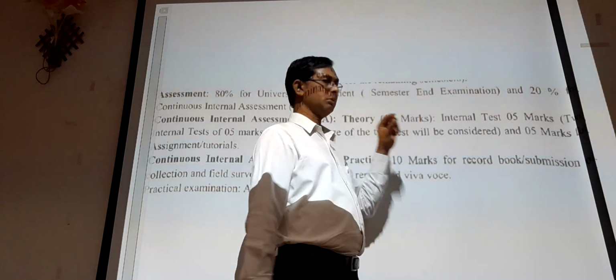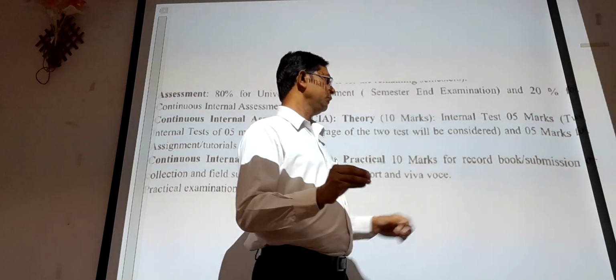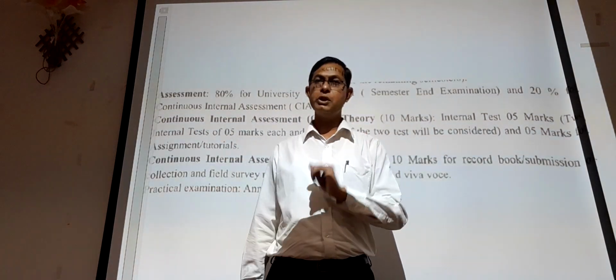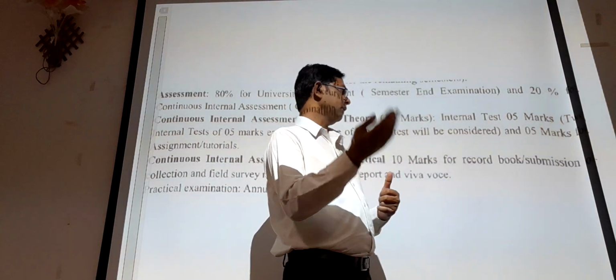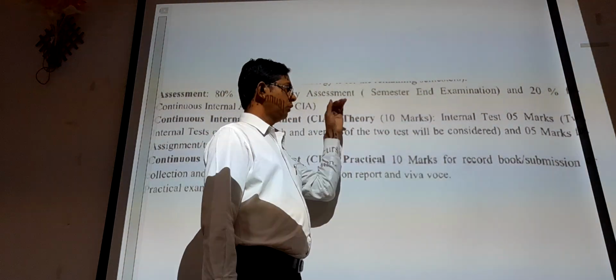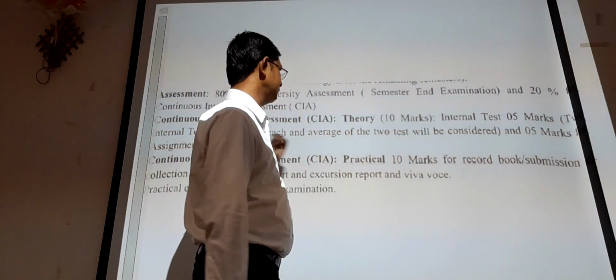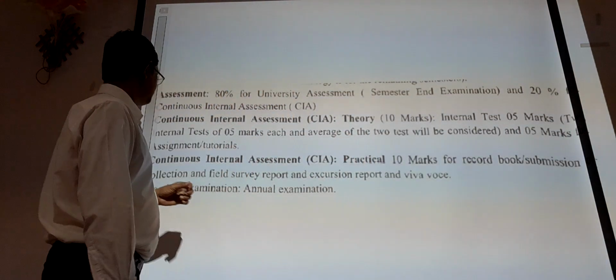Along with this, just as in the last semester you submitted assignments and tutorials, the same thing you have to do for Diversity of Cryptogams and the other paper. You have to give that same thing. So the total 50 marks you will get after completing this criteria, that is continuous internal assessment.